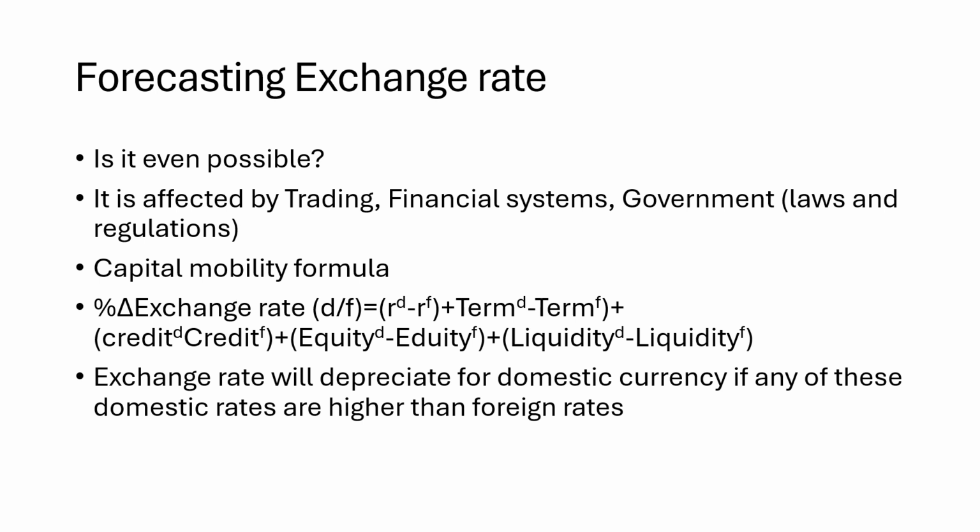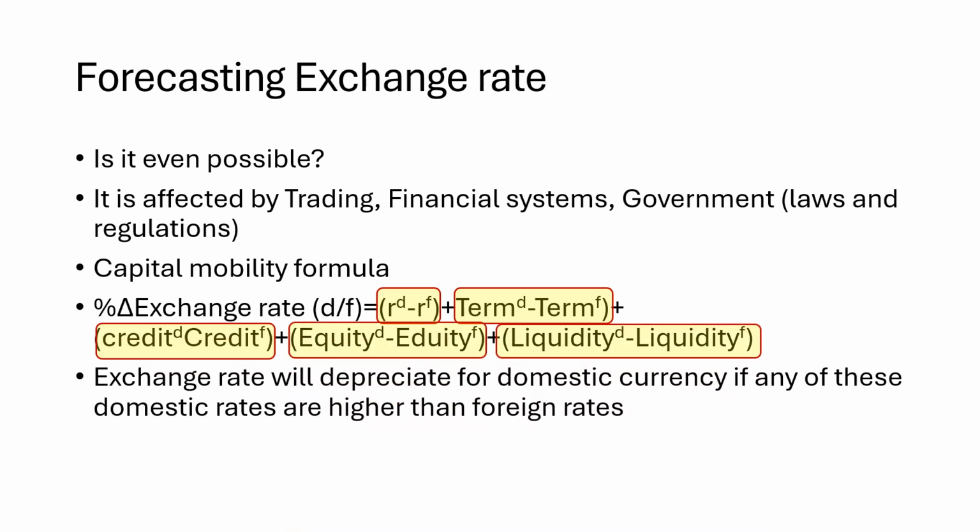So for that we have the capital mobility formula, and it starts with the risk-free rate. But remember, we are subtracting the foreign risk-free rate from the domestic risk-free rate. And the same thing for the second term: term premium, credit premium, equity premium, and liquidity premium. But we are not just considering these premiums alone. We are comparing them with the foreign currency.